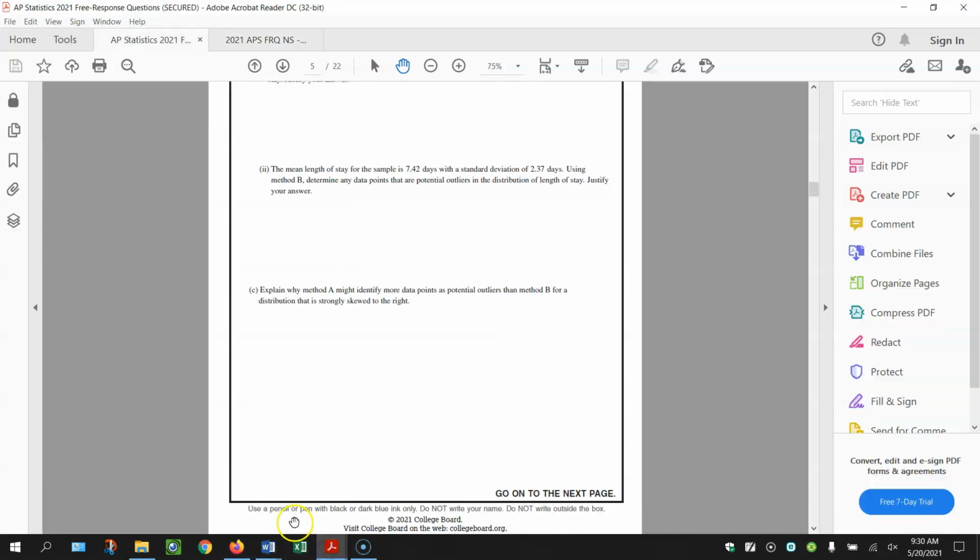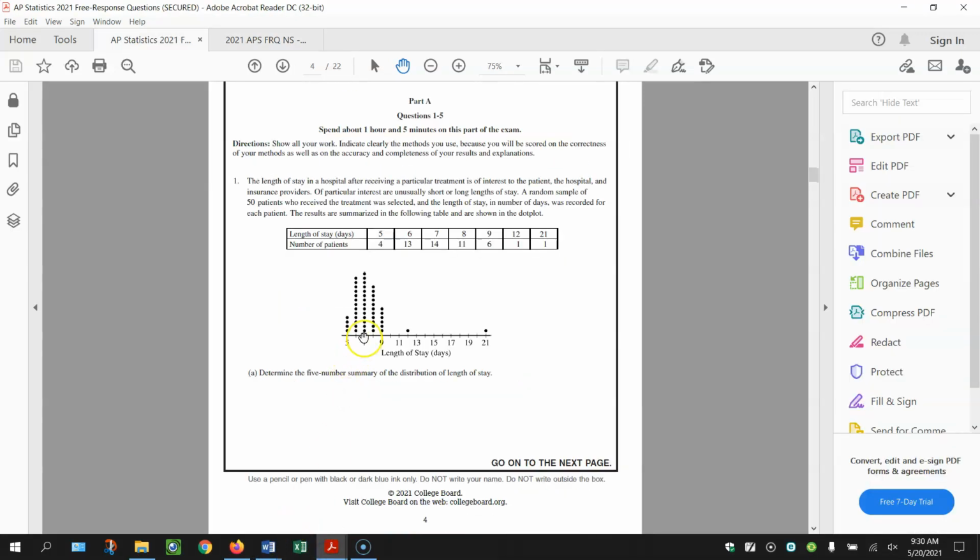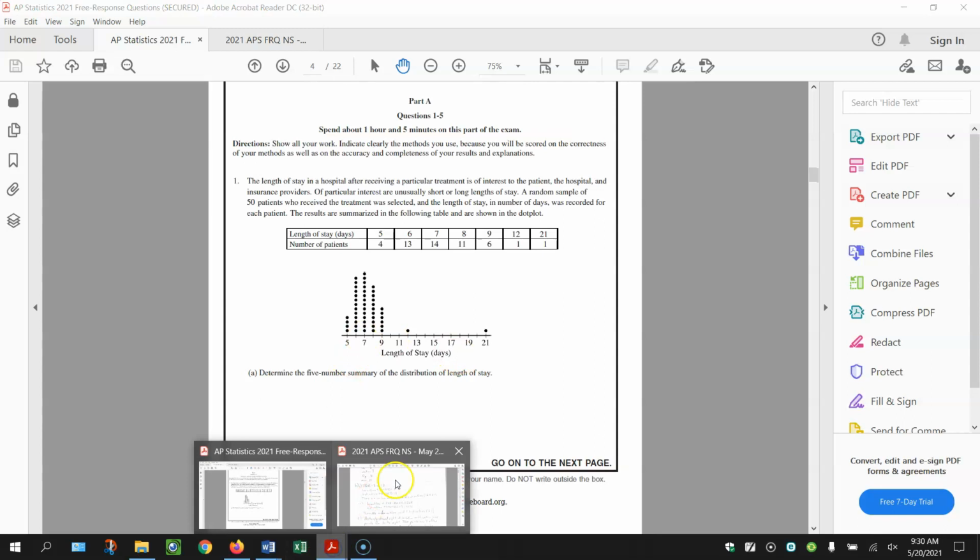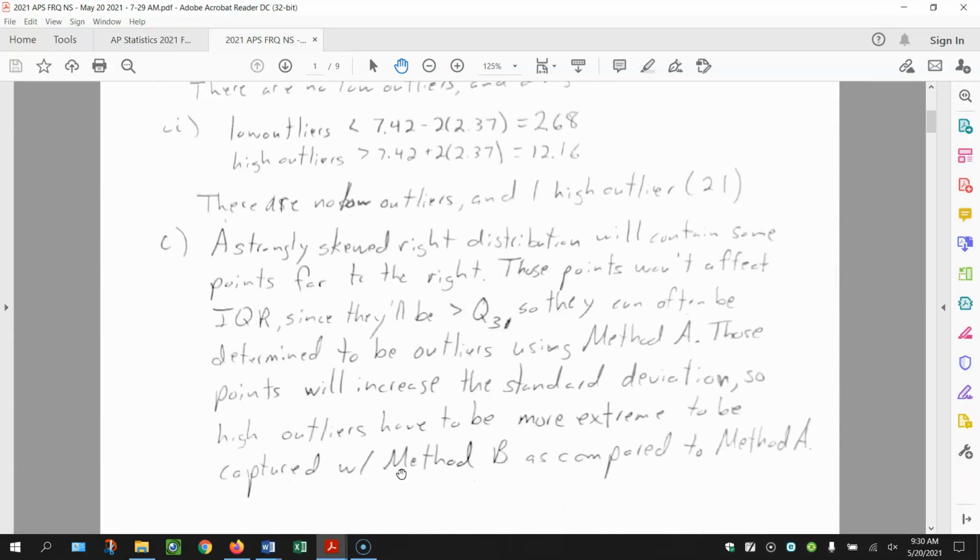Also, you have a distribution that is skewed to the right. So you're going to have some points to the far right. And what does he say? These points won't affect the IQR since they'll be greater than Q3. Okay, so that makes sense. So they're not increasing the IQR, but they are increasing the standard deviation. So that's why you're going to have more outliers for scenario 1 versus scenario 2.